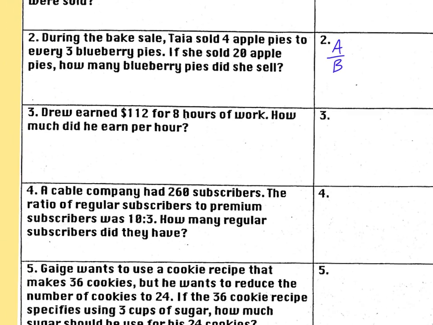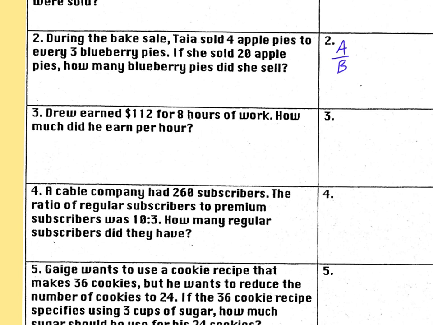We have a ratio of 4 to 3. That's what it gives us. And then what are we comparing? It gives us apple. Okay, so it gives us, we sold 20 apple, and it wants to know how many blueberry there are. So can you see the difference between this problem and number 1? Number 1, it was comparing to a total. This isn't. This is just comparing apple to blueberry.